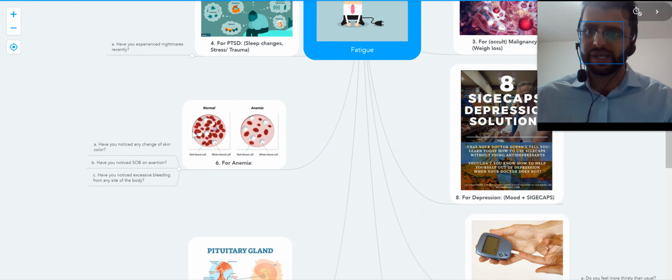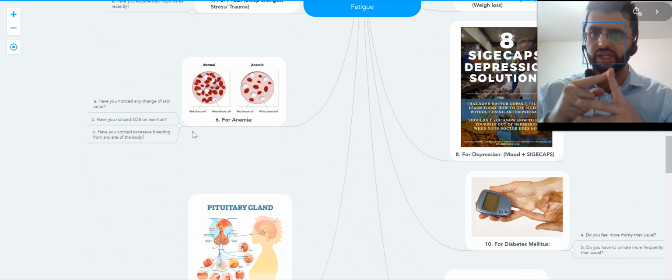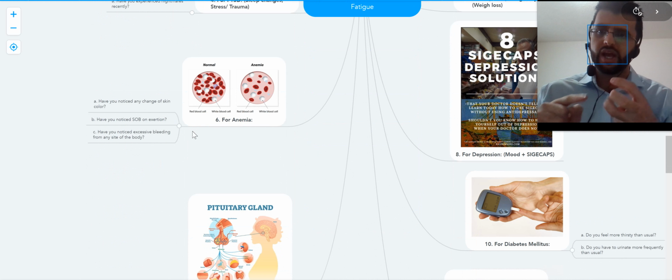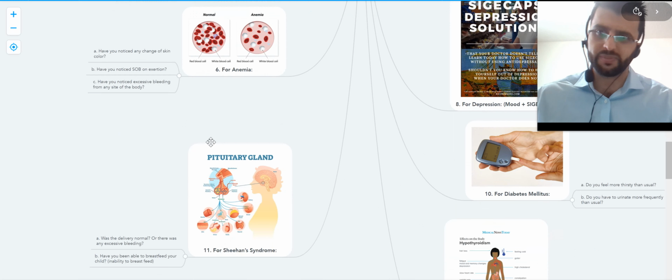For anemia, three questions. Number one, have you noticed any changes in your skin color? Have you noticed any shortness of breath on exertion? Have you noticed any excessive bleeding from any side of your body? Okay, this is for anemia.